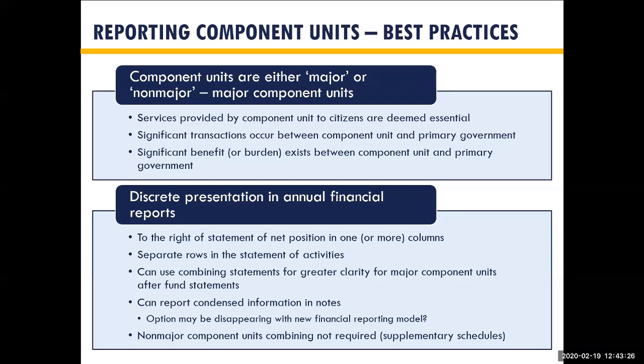Then, once you make that determination, the report is organized with discretely presented component units to the right of the primary government in the statement of net position and additional rows in the statement of activities. Combining statements may be used after the fund statements for governments with many component units.